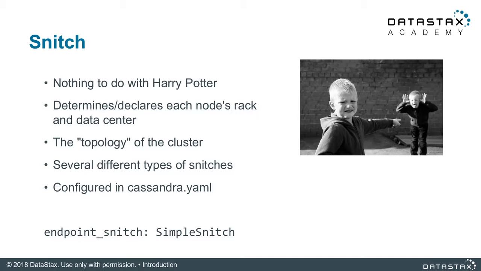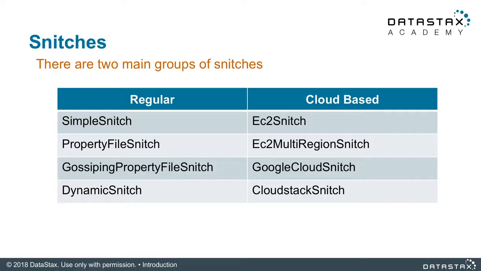There are a few different types of snitches available to you, and you configure which one you want to use in the cassandra.yaml file. Here are the types of snitches you can use. The regular snitches are on the left, and the cloud-based snitches are on the right. The most popular snitch is the gossiping property file snitch, but let's look at each one in detail so you can determine which one's best for your situation.